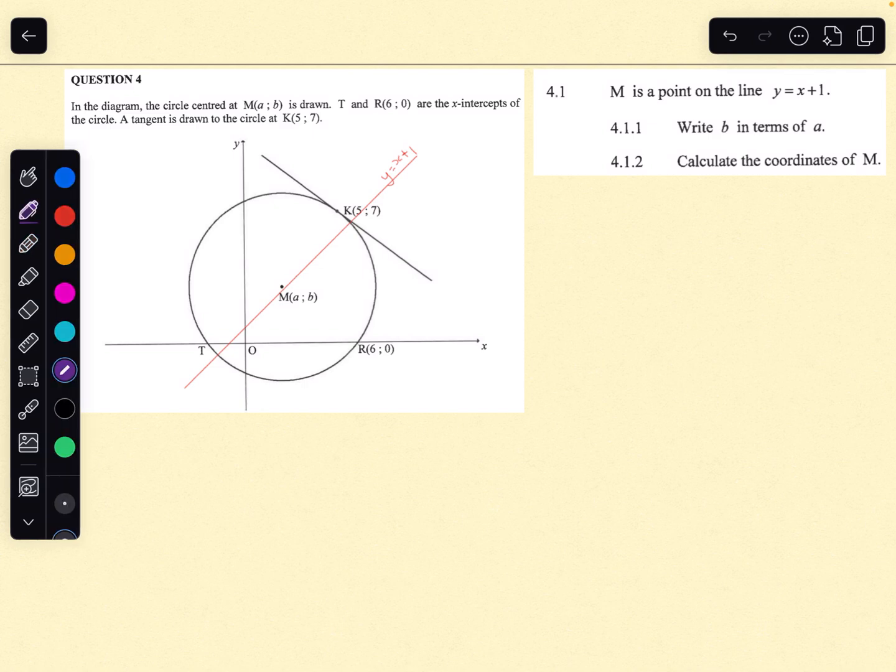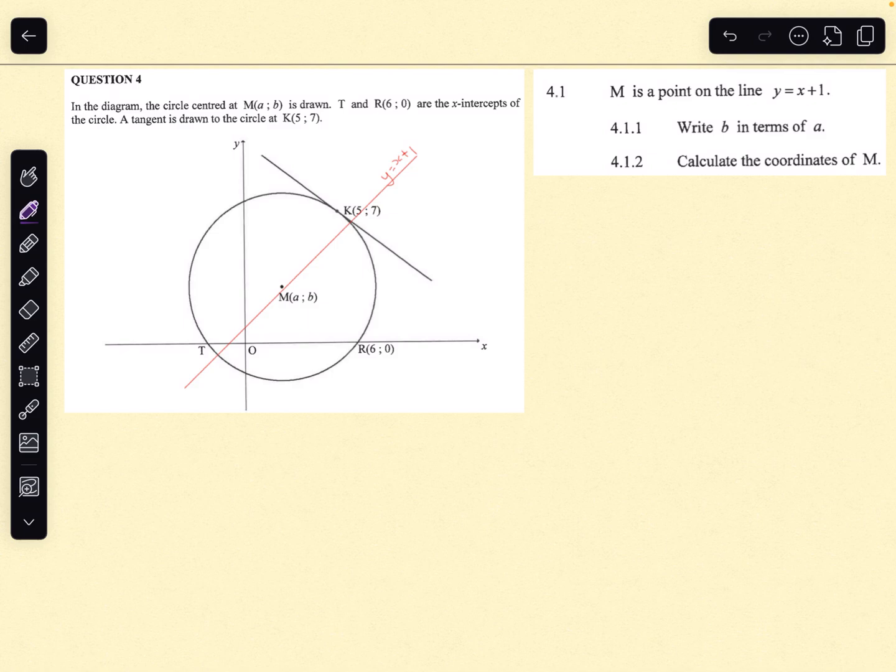Okay, so because we know that M lies on the line, even though I didn't quite draw my line through M, what that means is that when x is equal to a, y is equal to b. So we just slot it into the equation of the line. So when x is equal to a, y is equal to b. Right, and that's as simple as that. That means b is the same as a plus 1. Okay, and then calculate the coordinates of M.